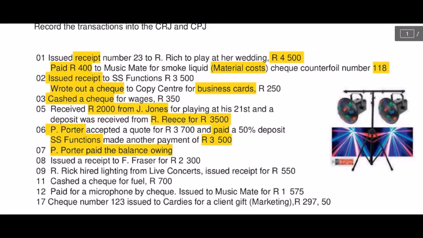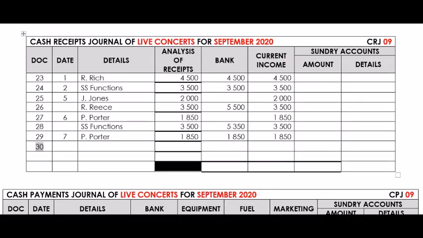Then on the 8th, we issued a receipt. That tells you it's a CRJ transaction to F. Fraser for 2,300 Rand. If they don't specify, I don't like it that they don't specify, and we will give you more detailed transactions in a test, but if they don't specify, you can just assume it's for current income. So here we go. It would have been receipt number 30 on the 8th to F. Fraser. The value goes to analysis and bank and current income.